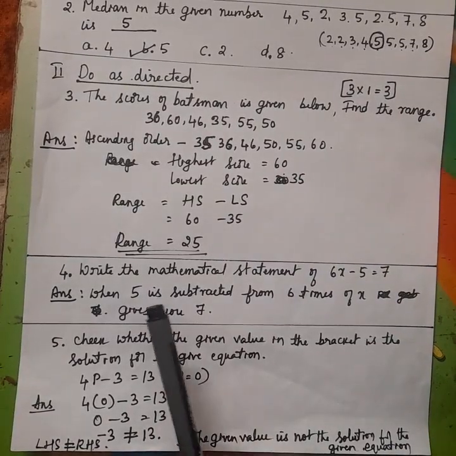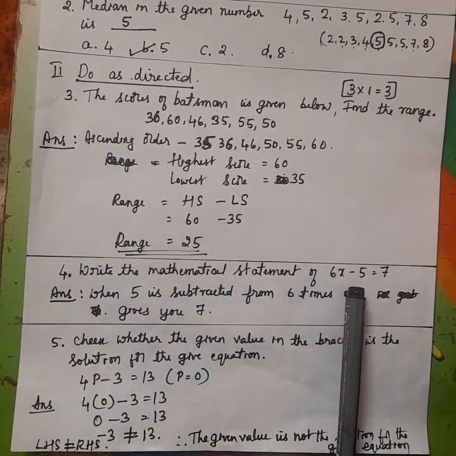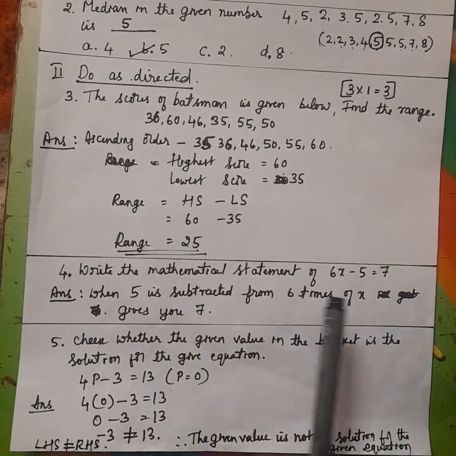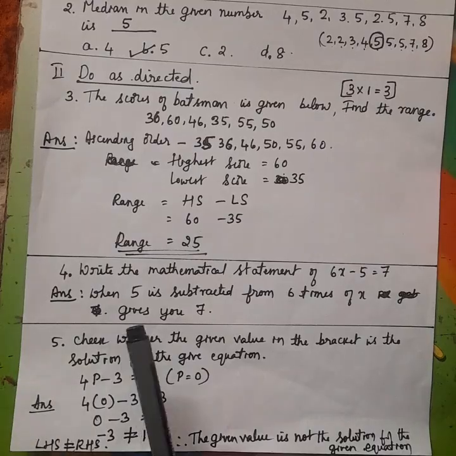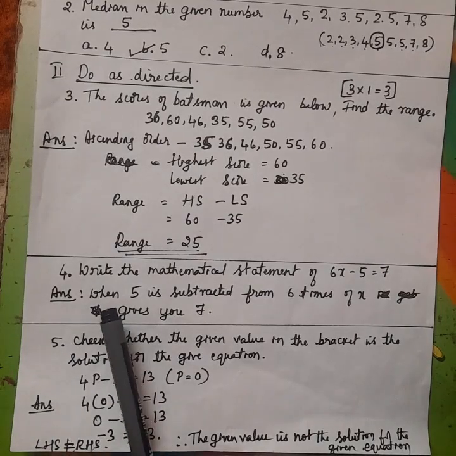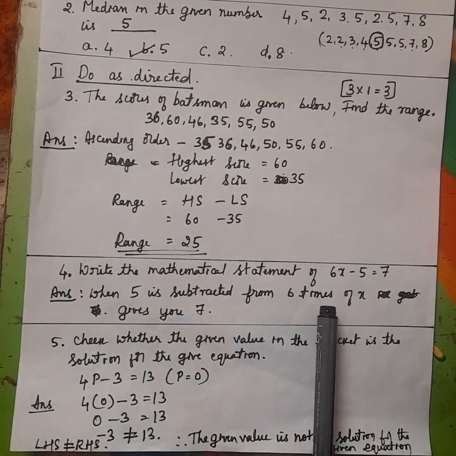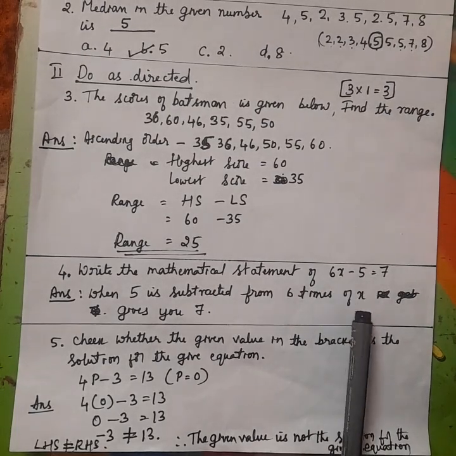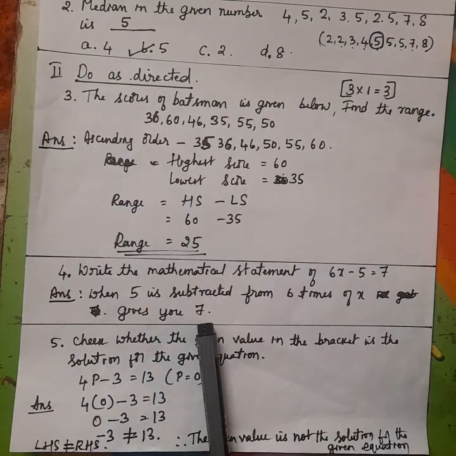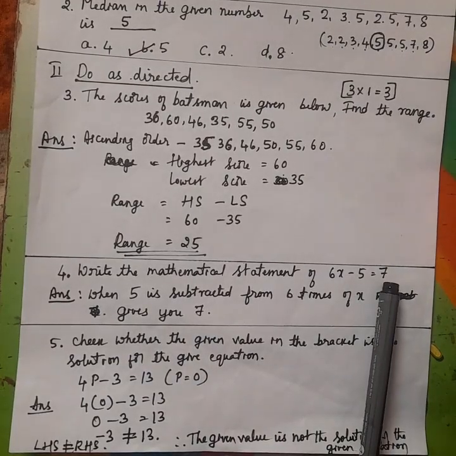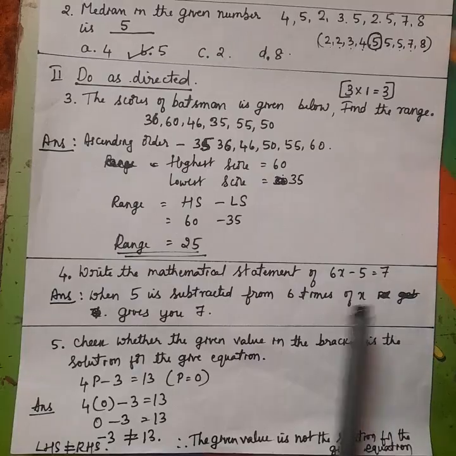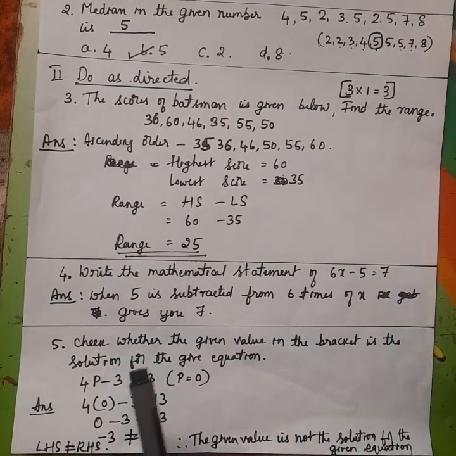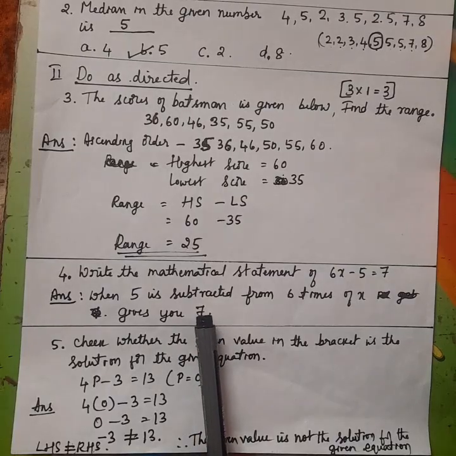Now the next question. Write the mathematical statement of 6x minus 5 is equal to 7. Now we have to write this as a statement. Write it as: when 5 is subtracted from 6 times x, it gives you 7. So this is the answer for this question.